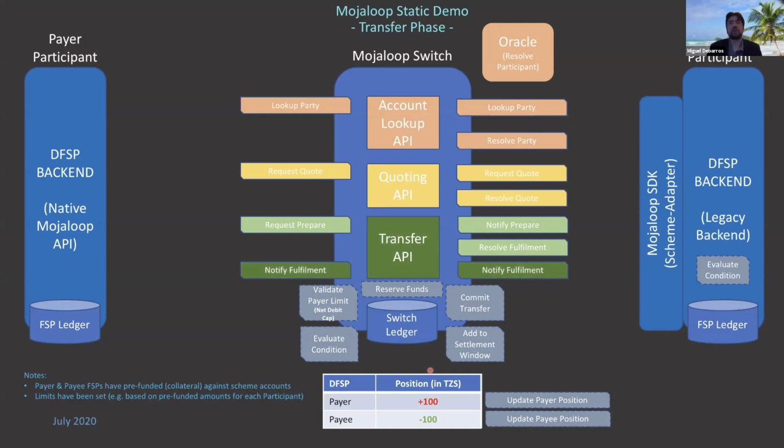So the transfer API then concludes by sending out a final fulfillment to the payer participant. And as well, there's an optional final notification back to the payee, which can be configured. And that concludes the transfer. Those ledgers are updated for the participants.